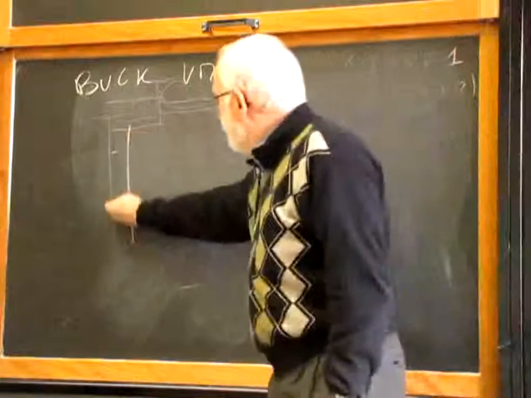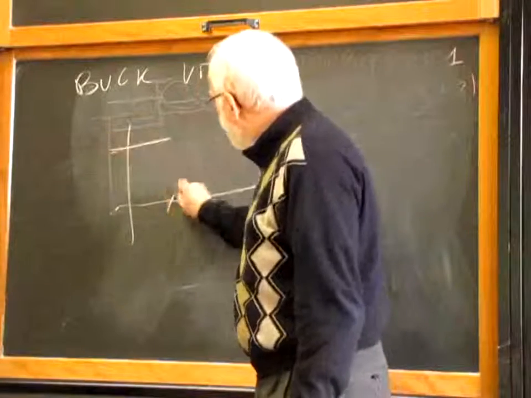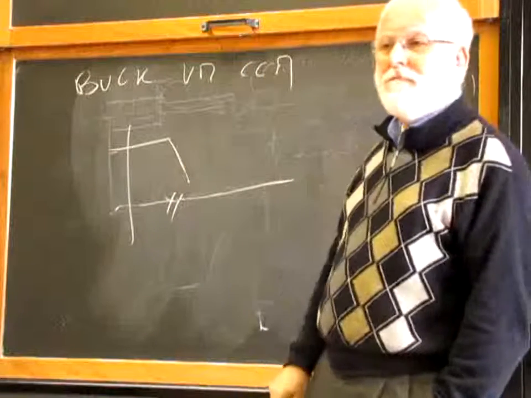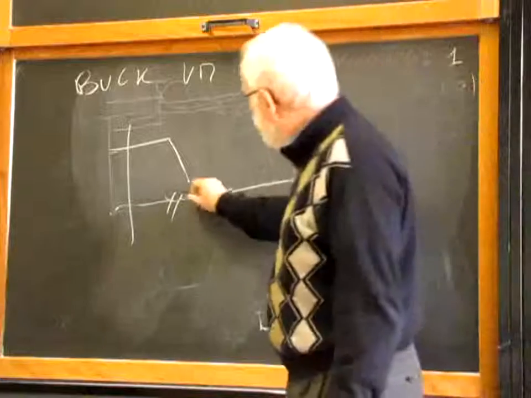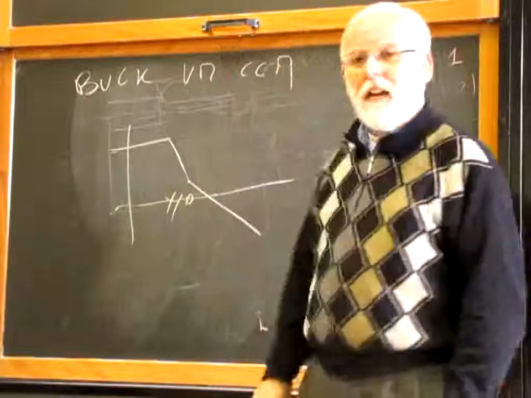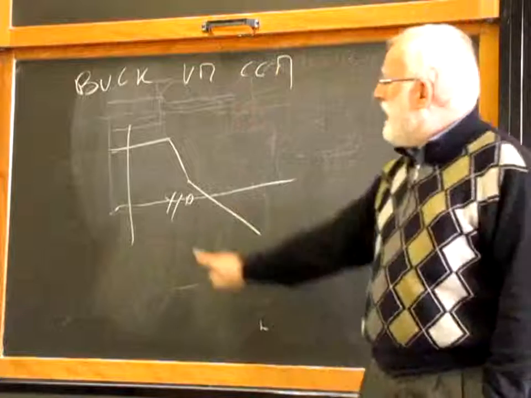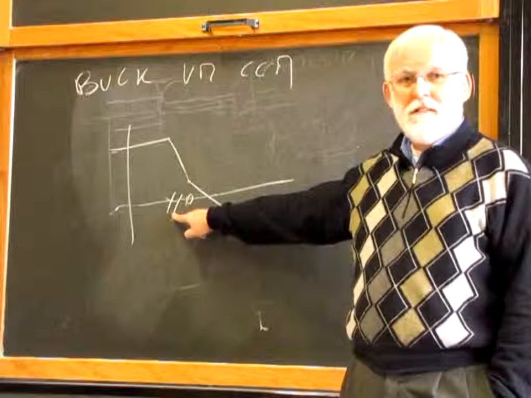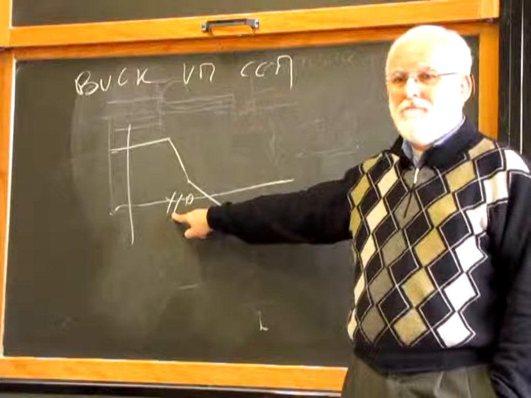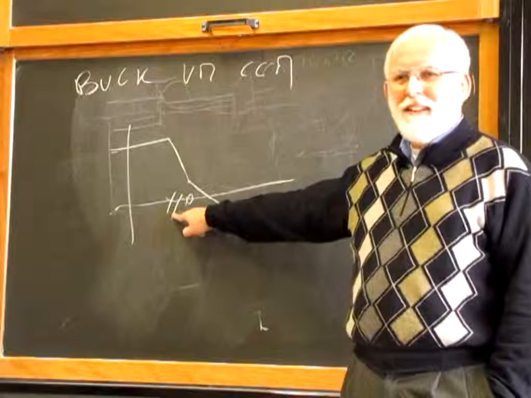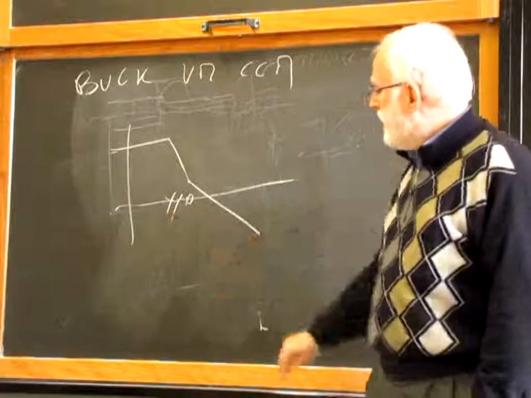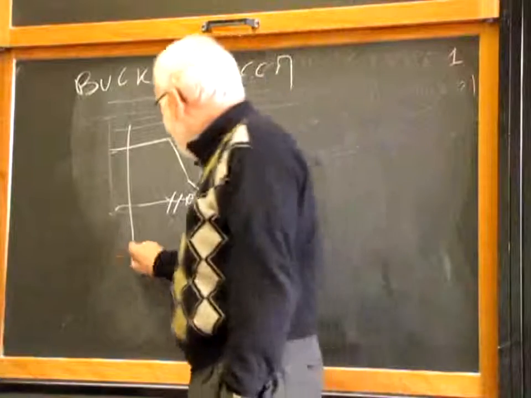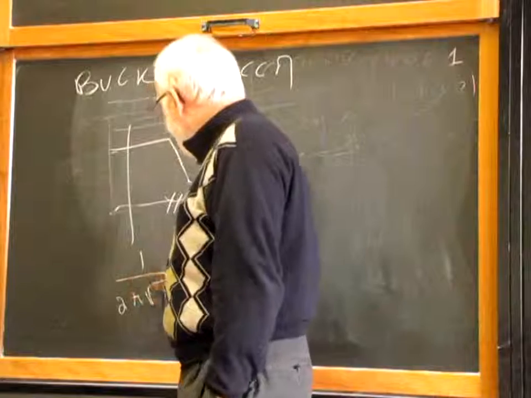It has a transfer function something like this, two complex conjugate poles coming down at minus 40 degrees per decade. Here it goes to zero, and we go something like this. Are these poles at fixed frequency or moving frequency? Variable? In a buck converter, these poles have a fixed frequency. They change the Q factor, but the frequency is fixed. And the fixed frequency is 1 over 2 pi square root of LC.